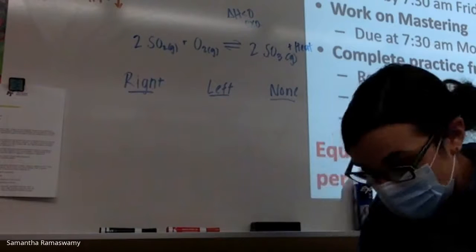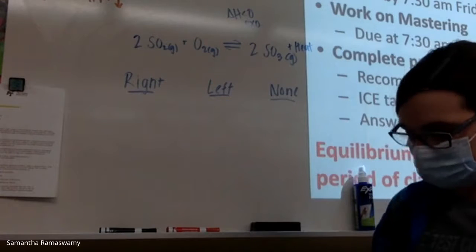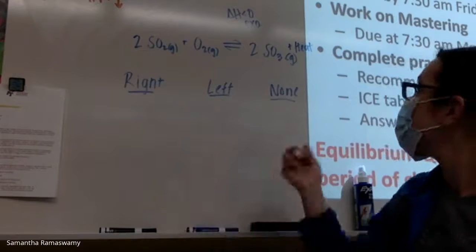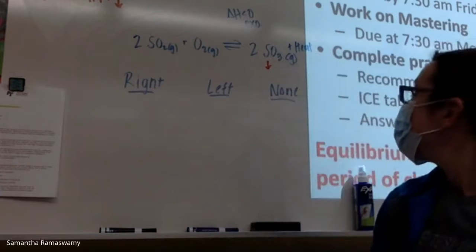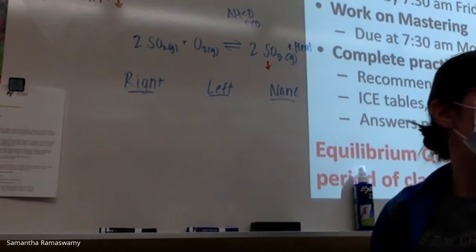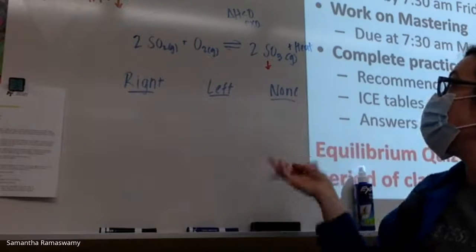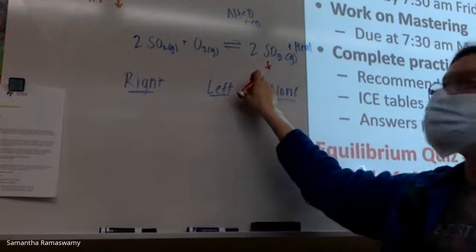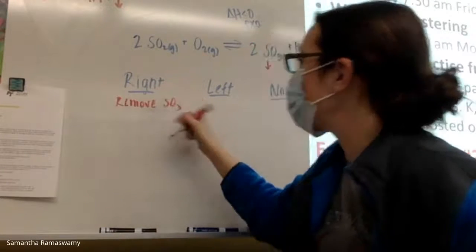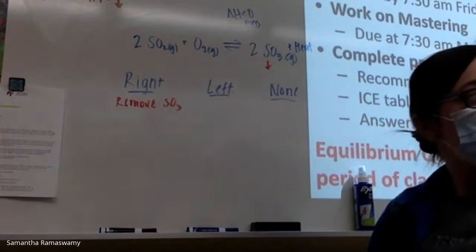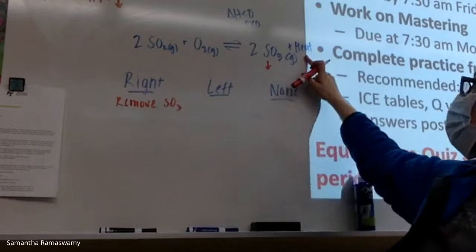The first one says that SO3 is removed from the system. Well, we've taken SO3 away, so now we don't have enough SO3. The reaction is going to shift in a way that makes more of what we just took away. So it would go to the right. Removing SO3 will cause it to shift to the right. If it was endothermic, it wouldn't matter. The only thing that matters if it's exo or endothermic is where the heat is.